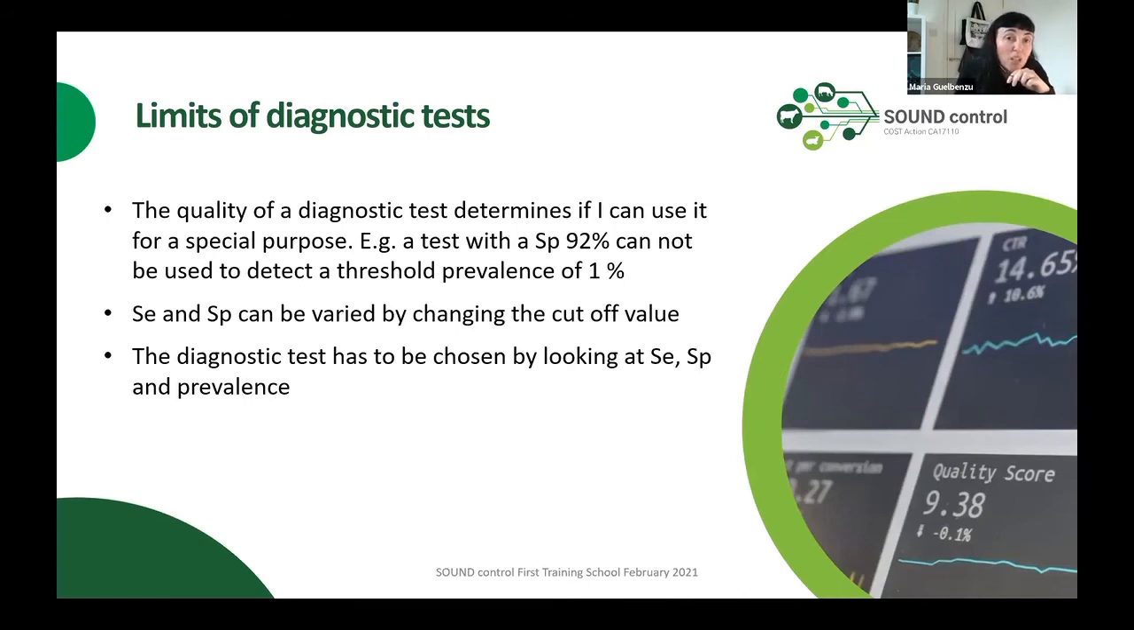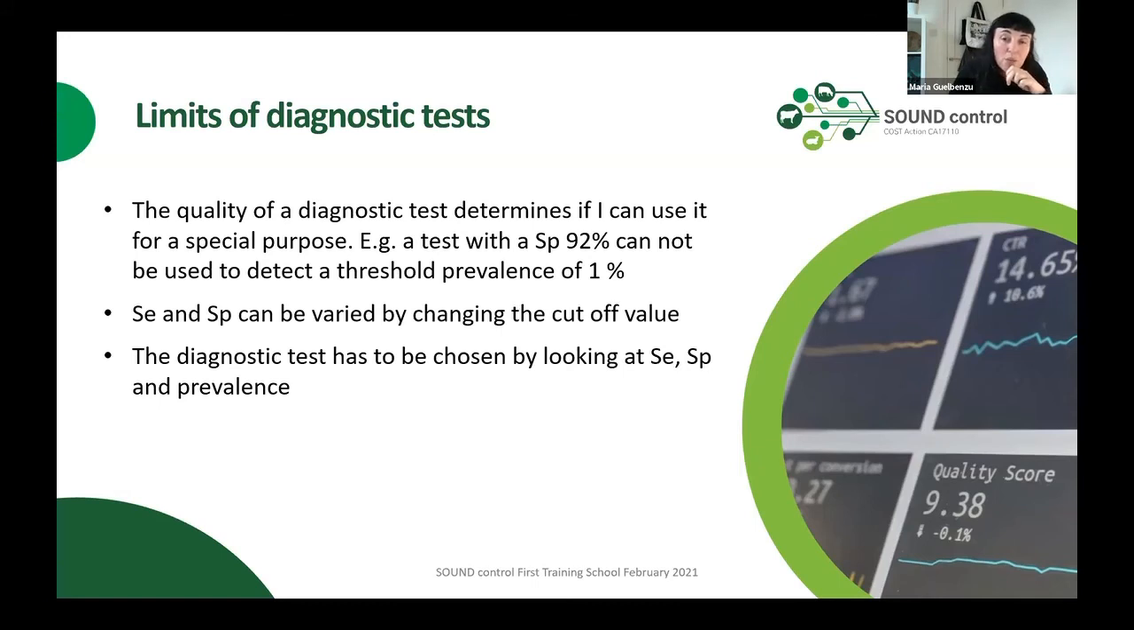And also you've seen that the sensitivity and the specificity can really be varied by changing the cutoff value. So it is very important to know how to determine this cutoff value. And finally, that the diagnostic test has to be chosen looking at the sensitivity and the specificity, and also very important is the prevalence, especially for our predictive values.